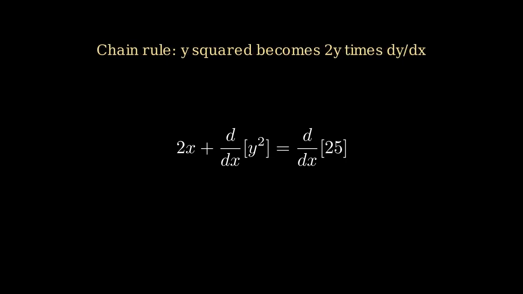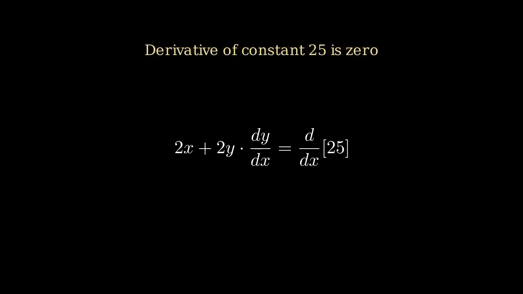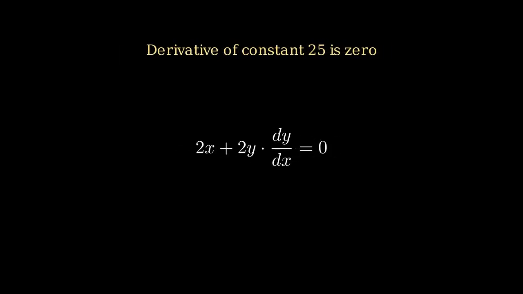The derivative of y squared is where the chain rule comes in, because y is itself a function of x. So we treat y squared as the outer function, something squared, with y as the inner function. That gives us 2y times dy by dx. Notice that extra dy by dx factor. That's the whole point of implicit differentiation. On the right-hand side, the derivative of the constant 25 with respect to x is just 0.